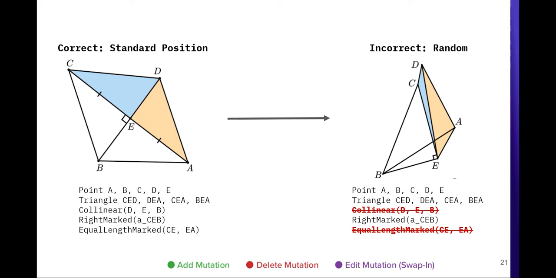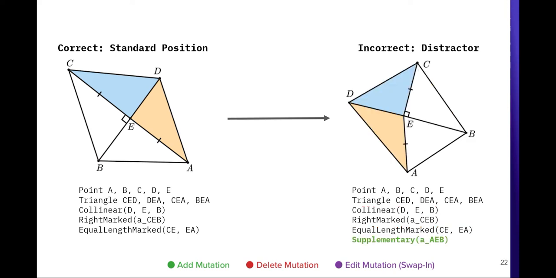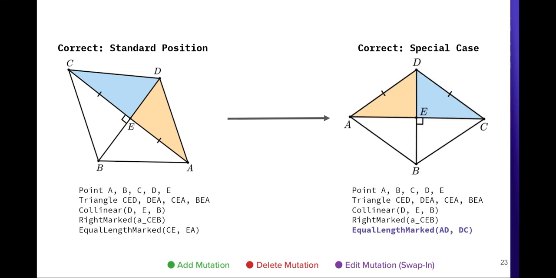Or we could add additional constraints, in this case forcing angle BEA to be less than 90 degrees. This results in a distractor. Both angles appear to be nearly the same size, but they are no longer congruent because their angles are not equivalent. Or we could replace the arguments in equal length marked with two other line segments, in this case resulting in a correct special case where the two triangles are still congruent due to the right hypotenuse leg congruency theorem.